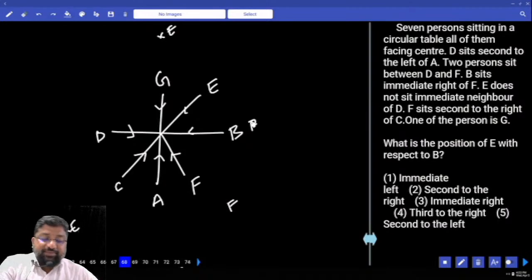Immediate right. But be careful, whenever you are trying to solve a question on seating arrangement, with some number of people sitting around a circular table, circular arrangement, you'll get 2 answers. You can go to the right or you can go to the left. Least possibility is right. Do we have immediate right in the options? Yes. If immediate right is not present in the options, then we would have gone towards the left.